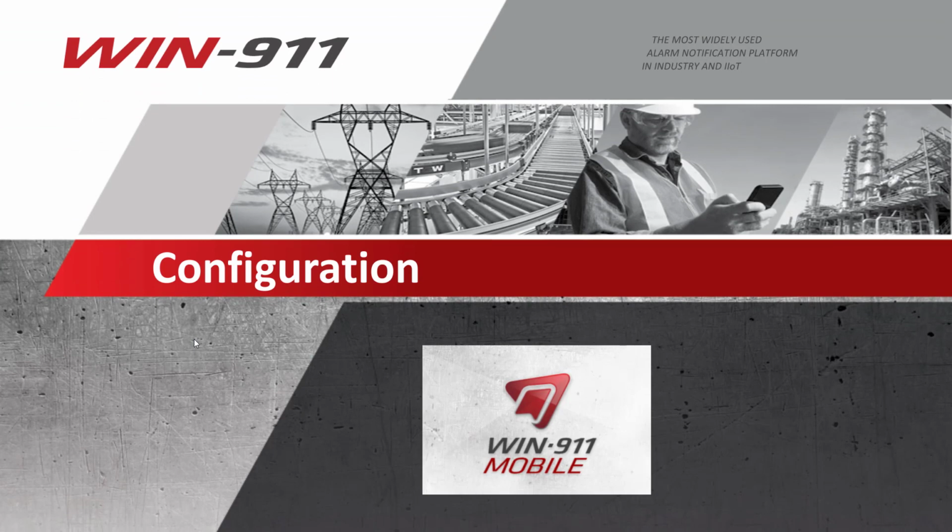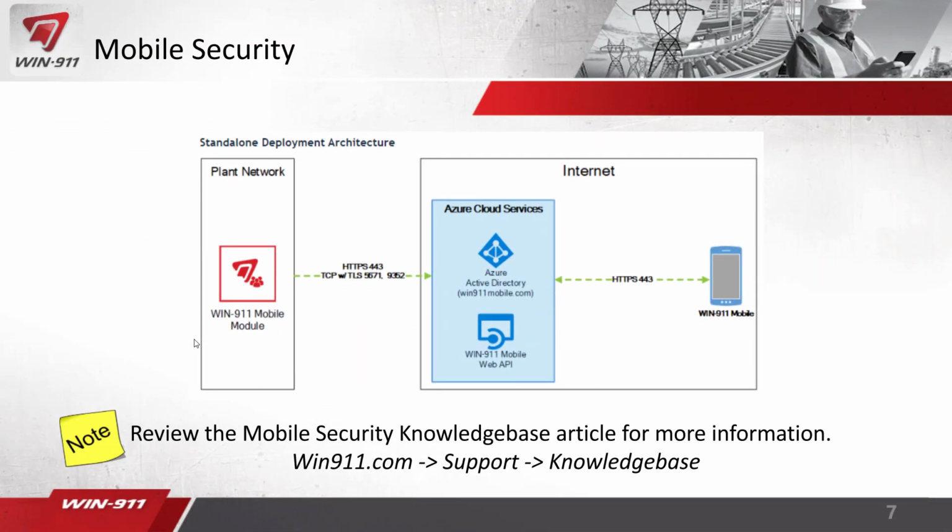All right, let's jump into the configuration of the new Win911 mobile. Quick architecture diagram here. So on your plant network where you have a Win911 and the new mobile module installed, it is all outbound connection based on secure HTTP, so that's port 443, and there's also some TCP with TLS. You can see the port numbers there.